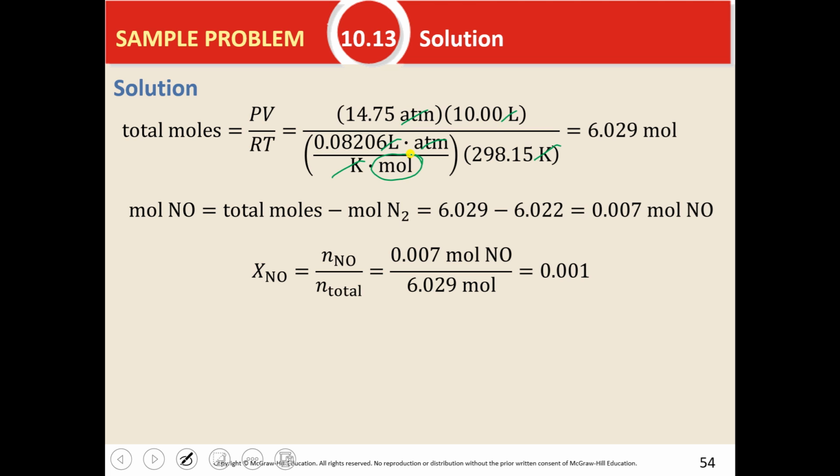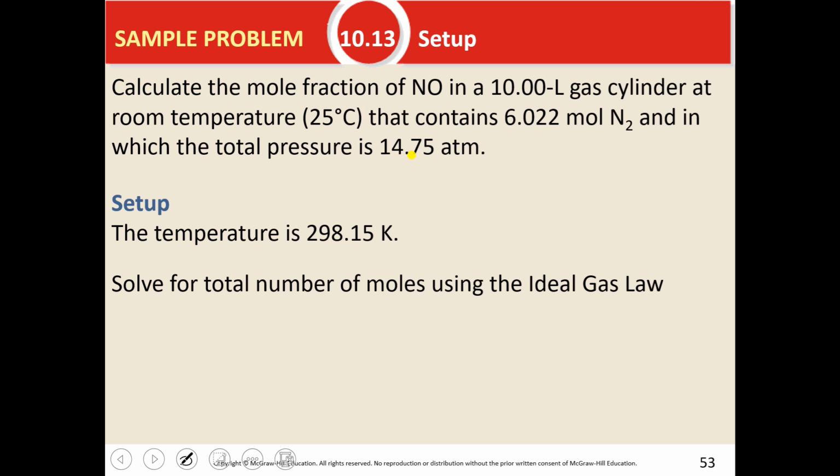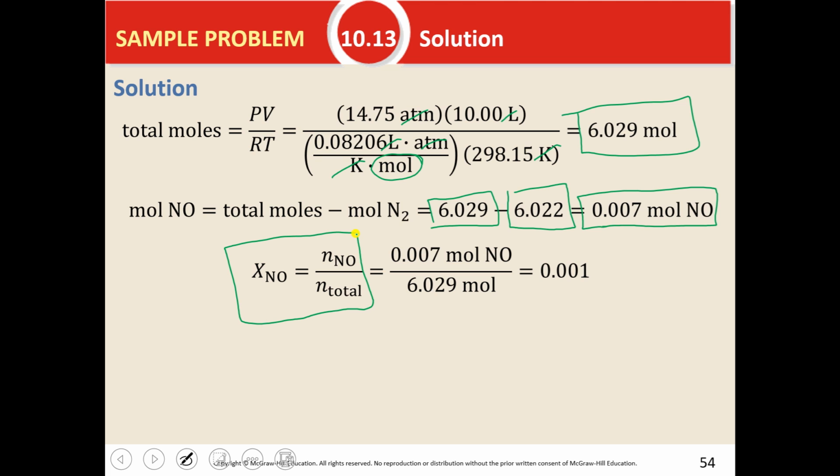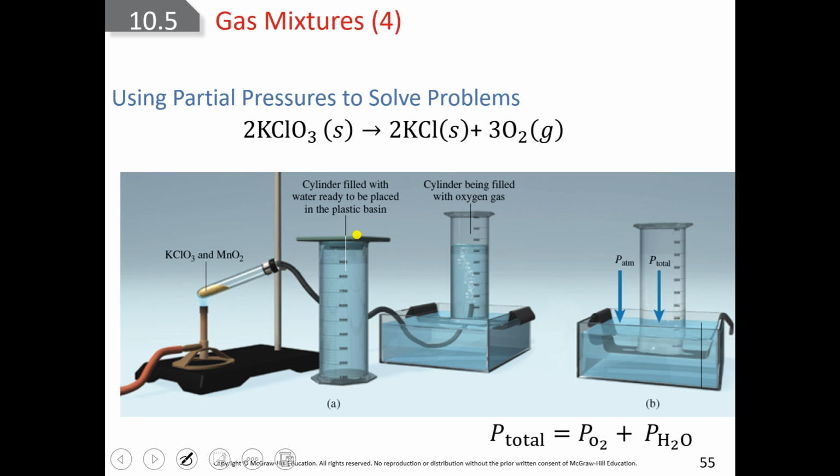I'm left with moles. Now once I know the total number of moles and they gave me the moles of N2, I can solve for the moles of nitrogen monoxide by simple subtraction. So total number of moles right here, subtract the number of moles of nitrogen gas, and that gives us the number of moles of nitrogen monoxide. Now we simply use this equation here, plug and chug, and we get a mole fraction of 0.001.